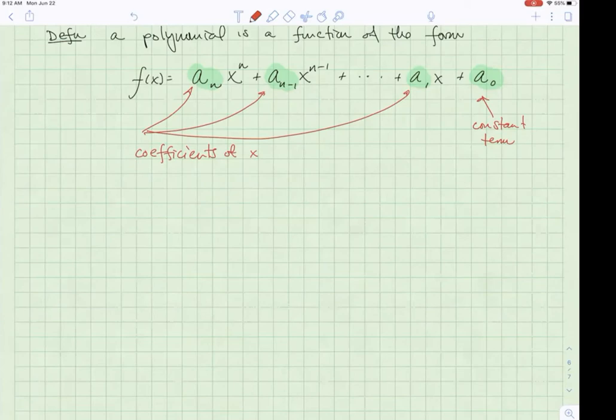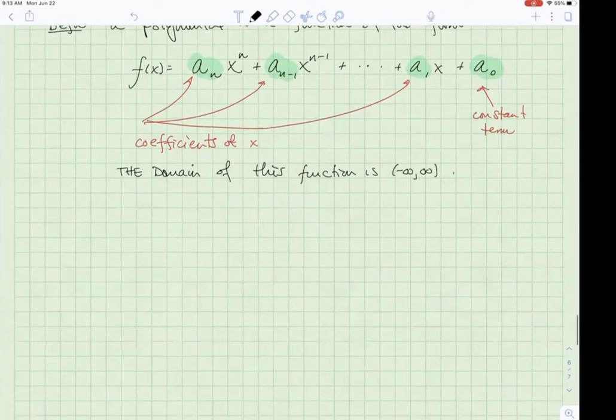Now, the domain of this function is all real numbers, negative infinity to infinity, always. There's no domain issues with polynomial functions.